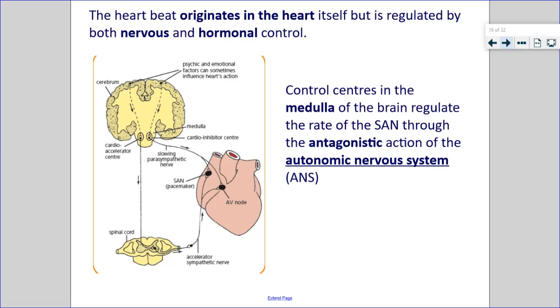And the autonomic nervous system controls heart rate. So in other words, it's autonomic, or automatic if you like. You don't have to think about it, it's subconscious. It happens without you having to give it any thought.